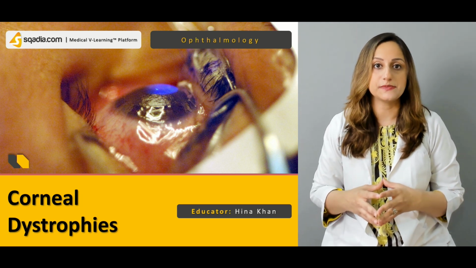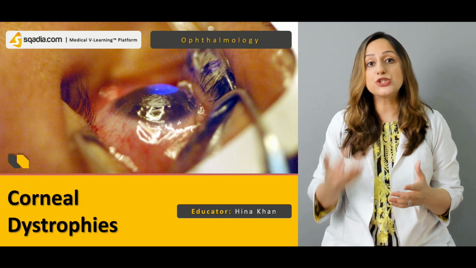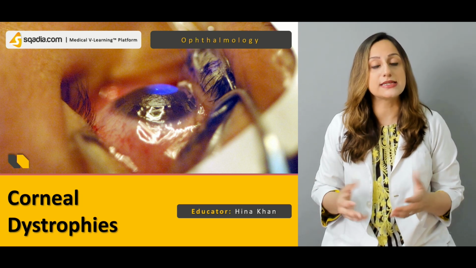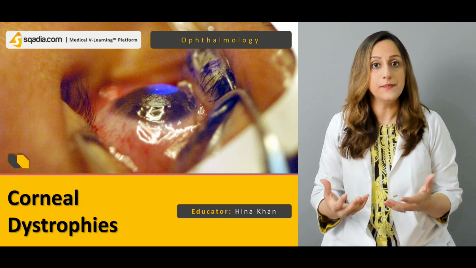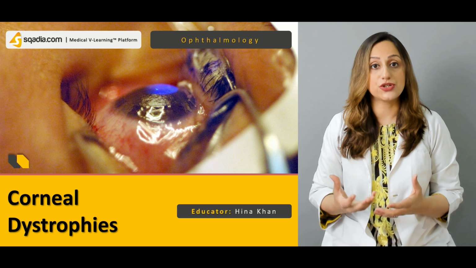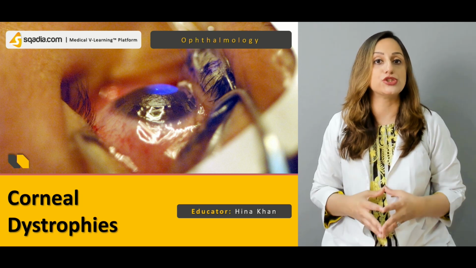in a patient. While you are running an outpatient department, you would come across these different patients that would come up to you with haziness in their cornea. The main clinical feature that they would be complaining of is the blurring of their vision.